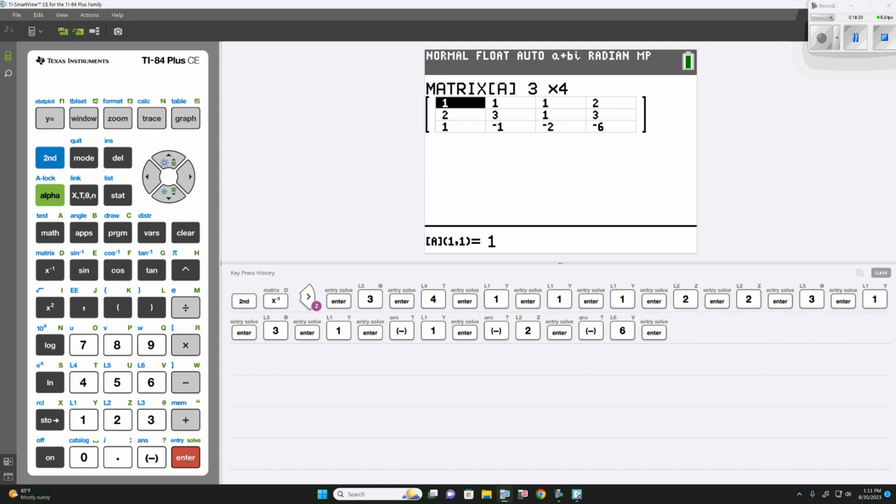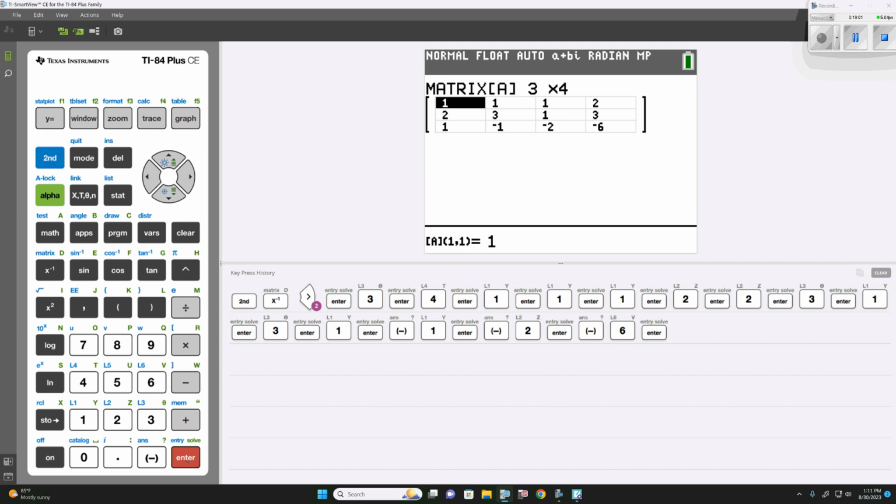So hit enter. Yeah, so you're just typing this thing in. So you can hit enter. Yeah, so we're typing this in. 2, then next row. Yep, so right there should be a 2, then. Each time you hit enter, it will move to the next cell, the next number in the matrix.